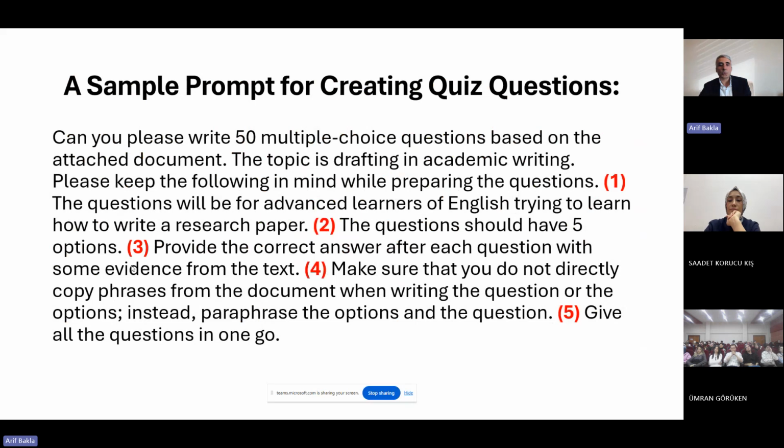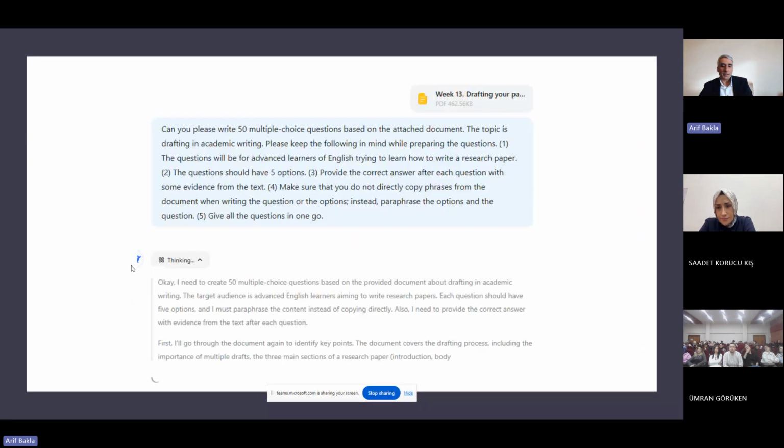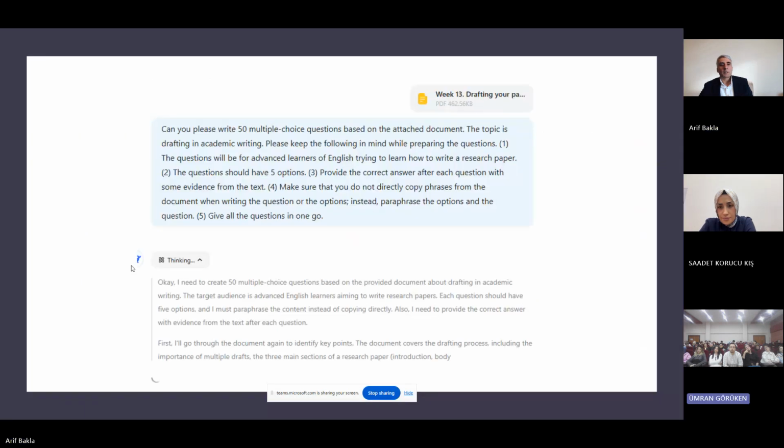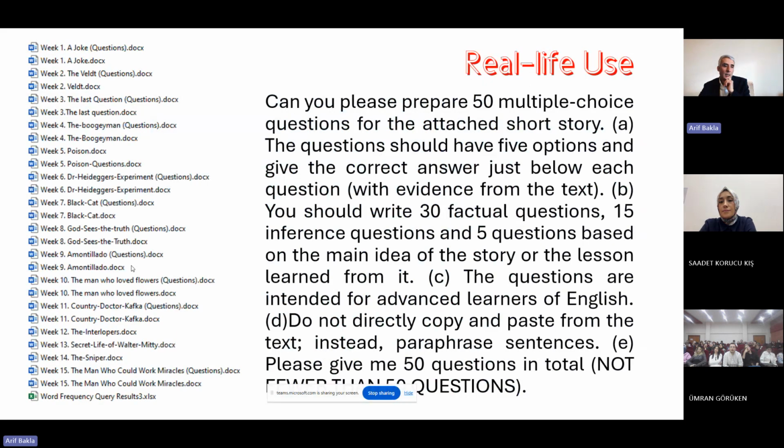So creating quiz questions, just be structured like this. Number one, I want this. Number two, I want this. Okay. And this is the ChatGPT version or DeepSeek, I suppose, DeepSeek version of this. I mean, can you please write 50 multiple choice questions? I always do this every week, and I prepare questions for these tutorials. I have used them this semester.